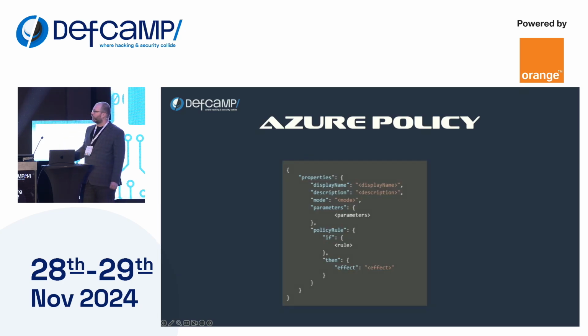This is a very basic skeleton of an Azure policy. Hopefully you can see it. If not, at the end of my presentation, I will show a link where you can download the slides itself. It's on a GitHub repository. So this is how it looks like.